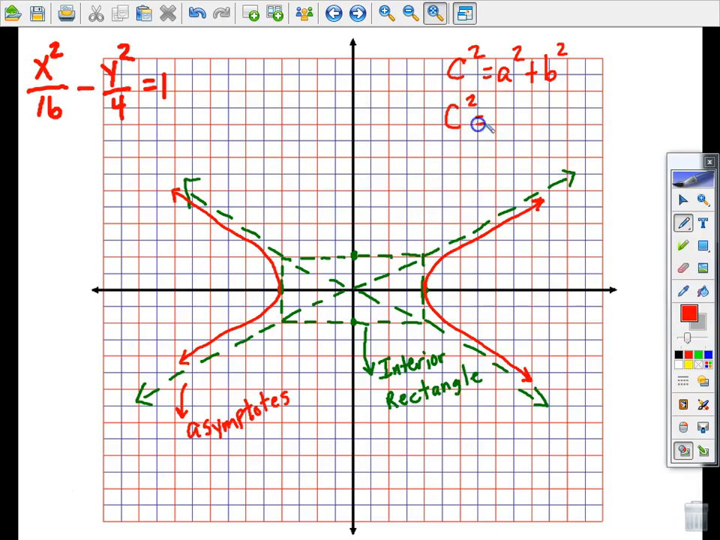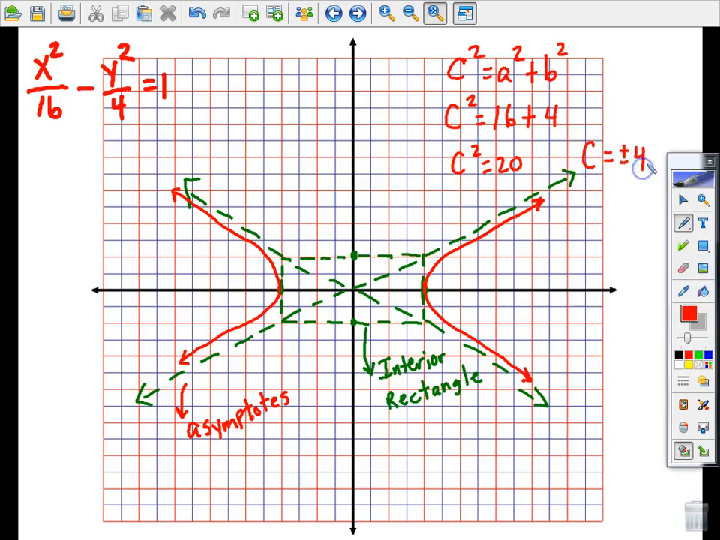So c squared is, a squared is always the first denominator, in this case 16. b squared will always be the second denominator. c squared is 20, and I need the decimal form of the square root of 20, and I'll save you a little bit of time. You might want to go ahead and grab your calculator because you're going to use it.